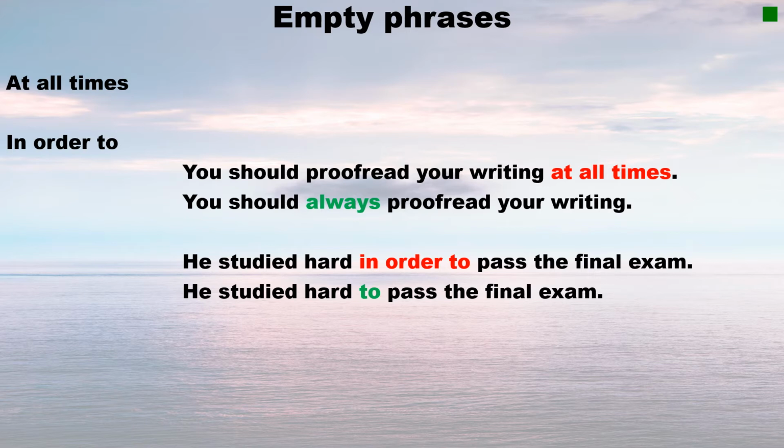And here's an example. You should proofread your writing at all times. Well, that's not bad, but it would be better if you said you should always proofread your writing. And you can see how we have eliminated two words and we've tightened up the sentence and made it very clear and straightforward. The second example is he studied hard in order to pass the final exam. Well, you don't need in order to. You can say he studied hard to pass the final exam. It's much clearer, much crisper, and much better. So always proofread and eliminate those unnecessary words that are just making your writing longer, but not necessarily better.